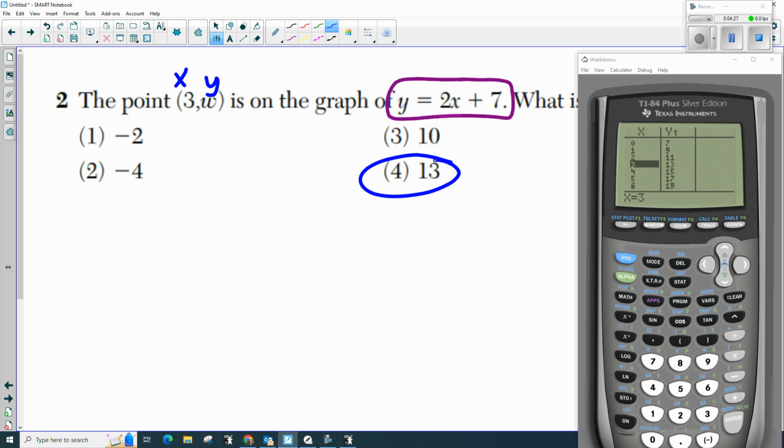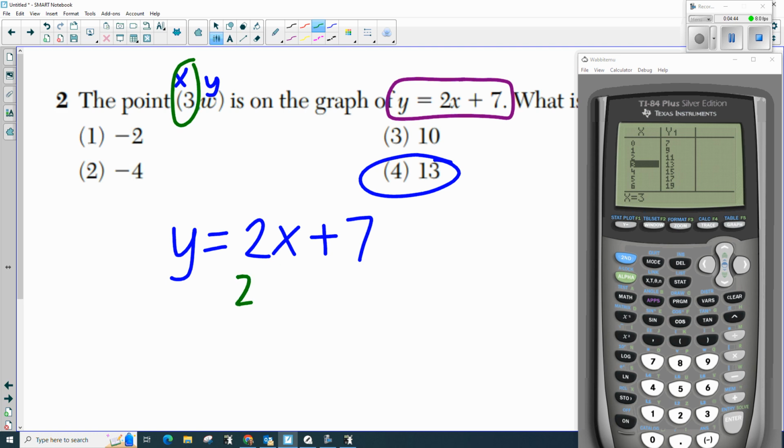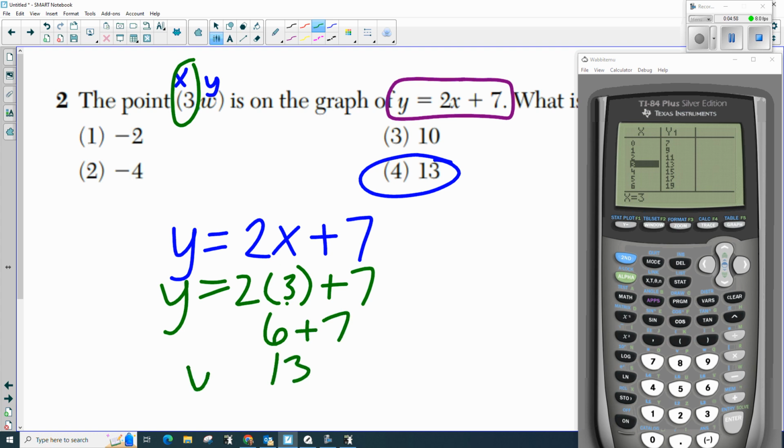Okay, one other quick way to check that, you could do that algebraically. Remember that all of those points are x and y values that make this equation true. So if we have an x value of 3, I'm going to substitute in a 3 here for x. What does that give us as our y value? Okay, 2 times 3 is 6, and 6 plus 7 is 13. Okay, so we just substitute it in for x, and then we could solve it for y and figure out that y has to be 13.